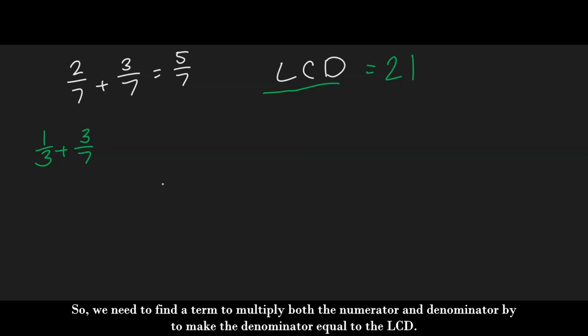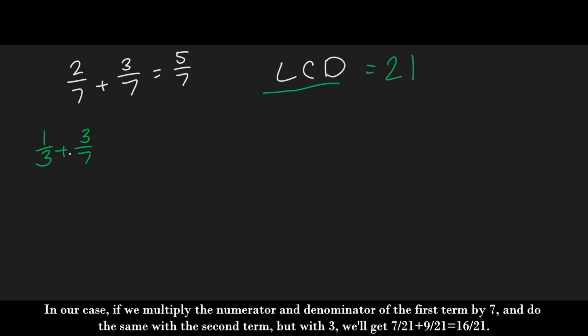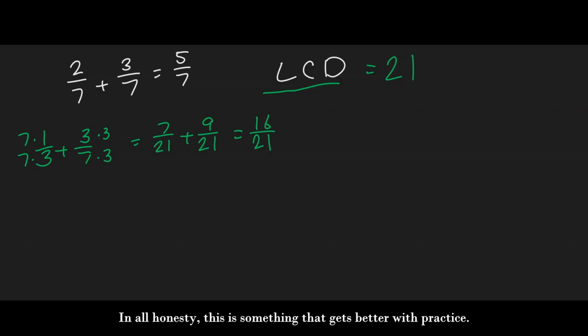to the LCD. In our case, if we multiply the numerator and denominator of the first term by 7 and do the same with the second term but with 3, we'll get 7 over 21 plus 9 over 21, which equals 16 over 21. In all honesty, this is something that gets better with practice. Let's try our luck with adding two rational expressions.